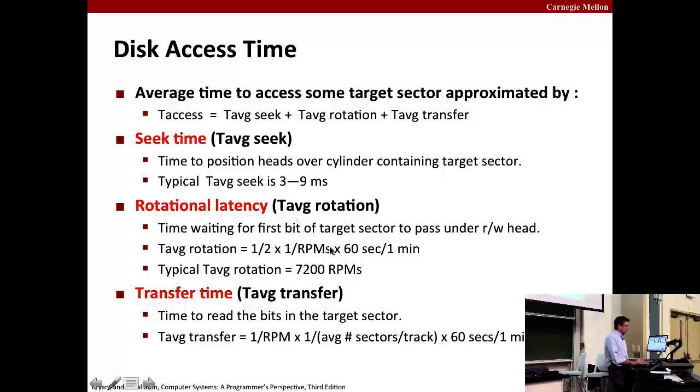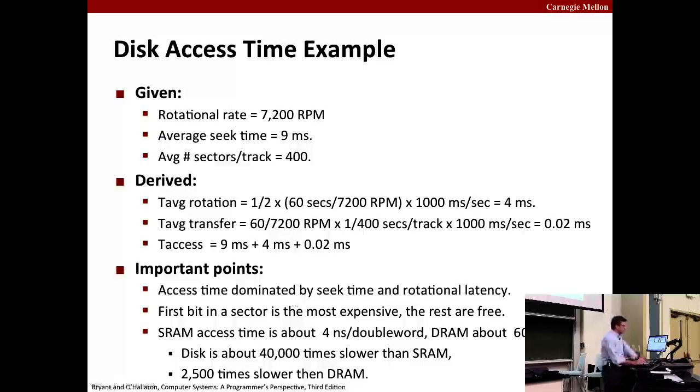Now the rotational latency, the time that it takes to spin around, we'll call t-average rotation, and the time it takes to read the bits we'll call t-average transfer. So we have t-average seek, which is the seek time, rotational latency, and transfer time. If we take some typical numbers and plug those in, you see that our seek time is on the order of milliseconds. The rotational rate is also on the order of milliseconds, right? So there are also mechanical limits in how fast you can spin these around. The transfer time is very small, orders of magnitude smaller, because you just have to read the bits that are in one sector.